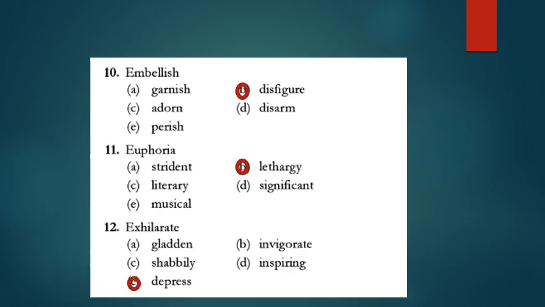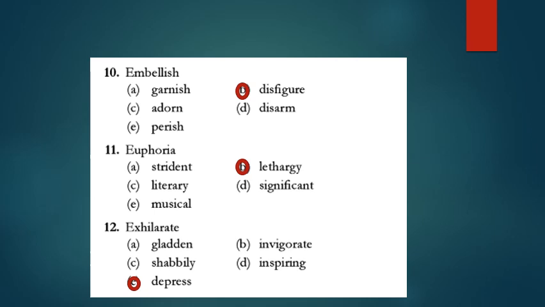Embellish. So embellish means to make more attractive, to decorate. Adorn also has the same meaning, as does garnish. So the opposite word will be disfigure. Embellish, to make more attractive. But the opposite, the antonym, will be disfigure.